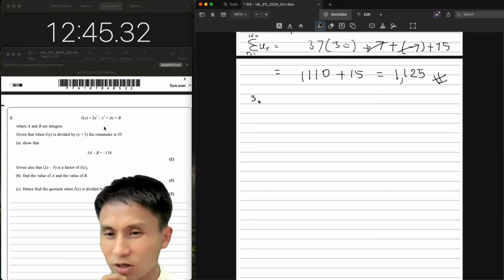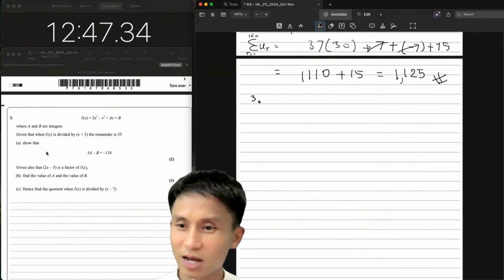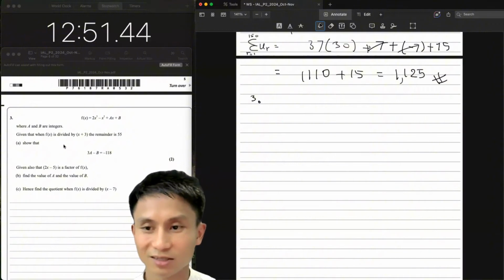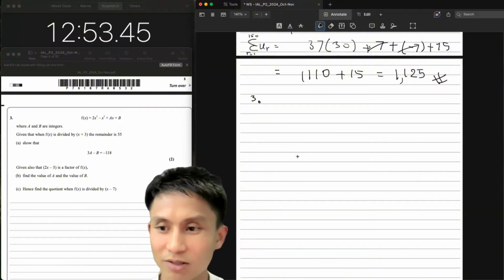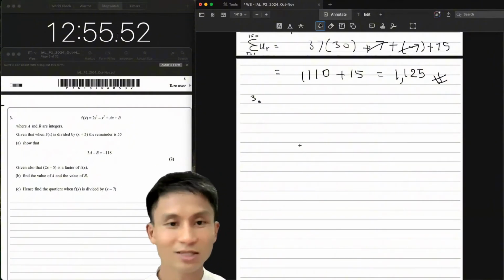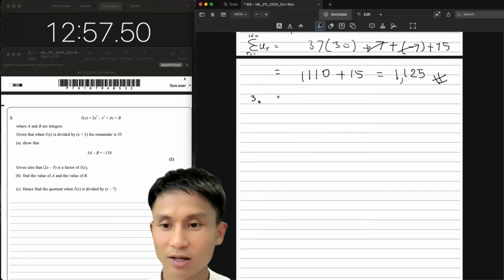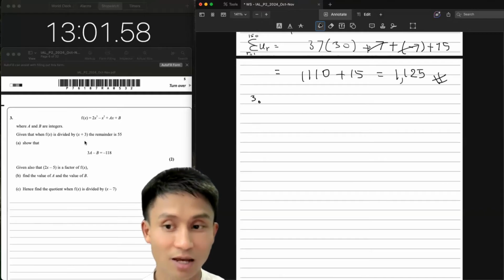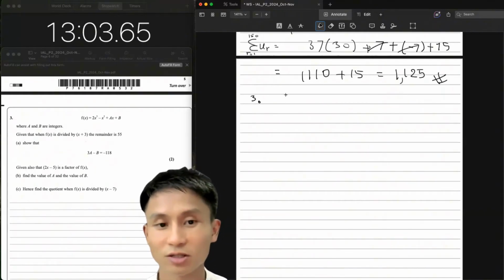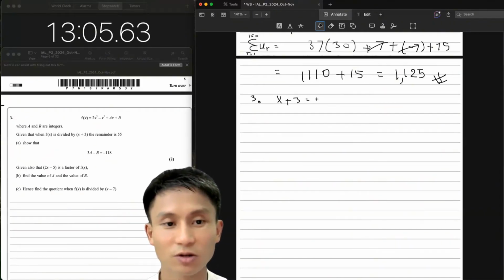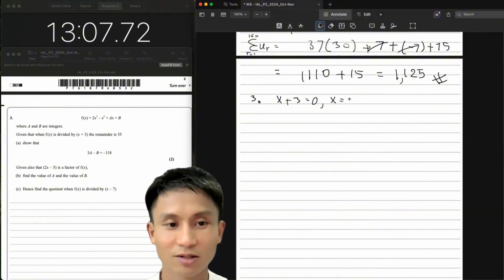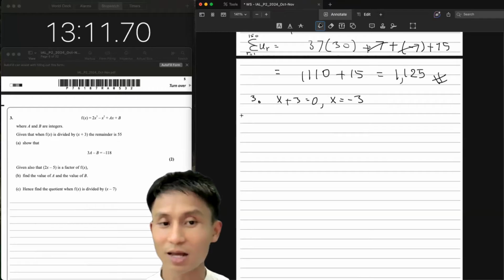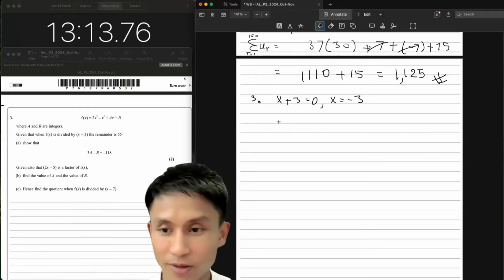So we have this polynomial function where a and b are unknowns, but they're integers. Given that when f(x) is divided by x plus 3, the remainder is that. Okay, so this is remainder theorem. So we take the critical value of the x plus 3 factor. The critical value is if you put x plus 3 equals 0, it is quite easy to know that it should be minus 3. I'm just going to write it anyway to show my thought process.